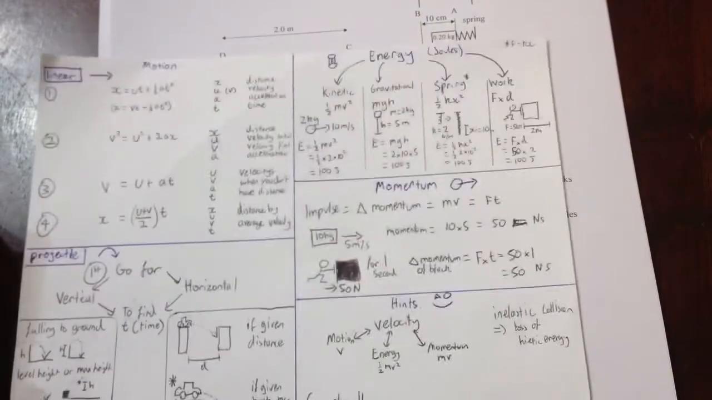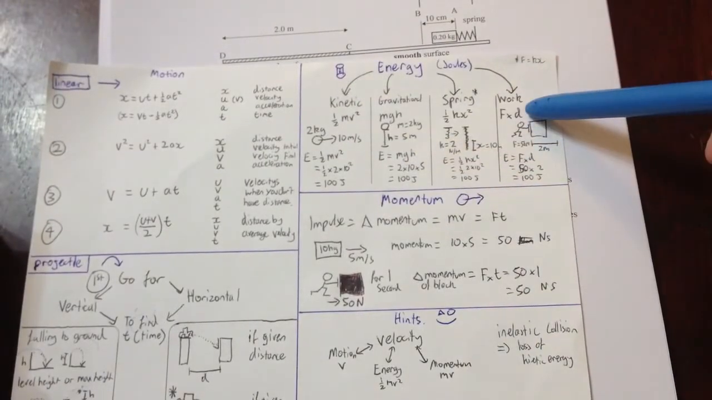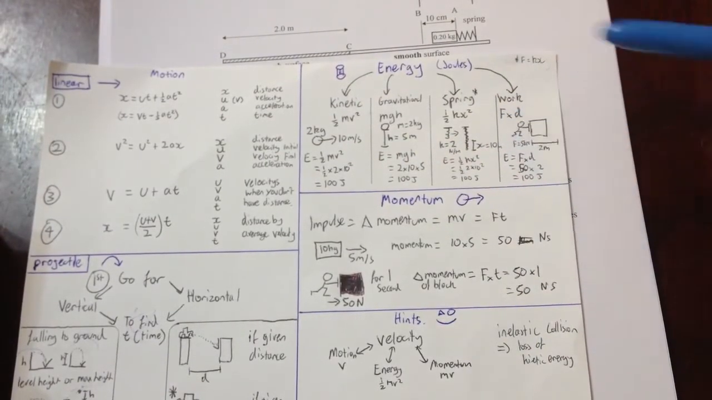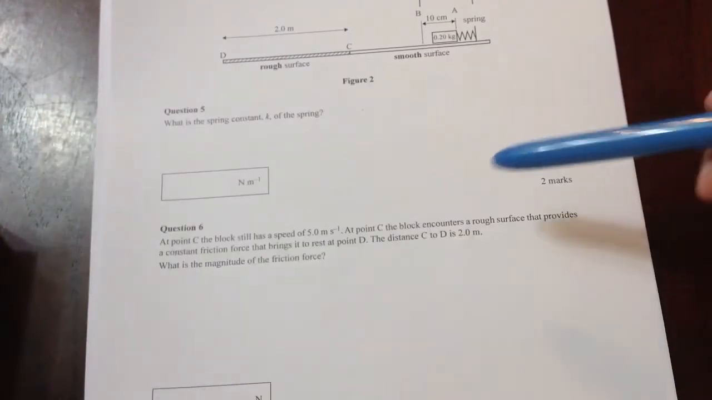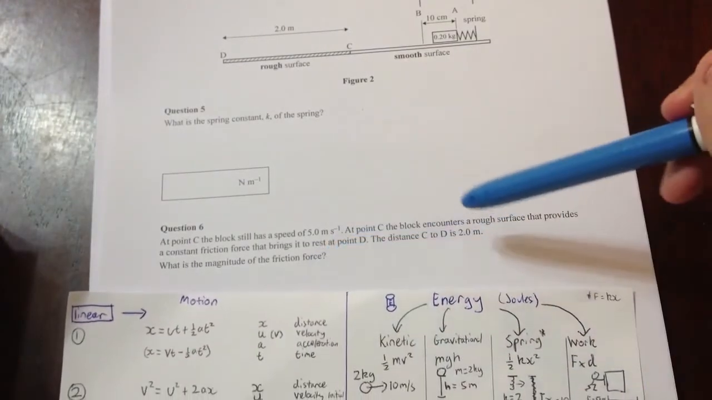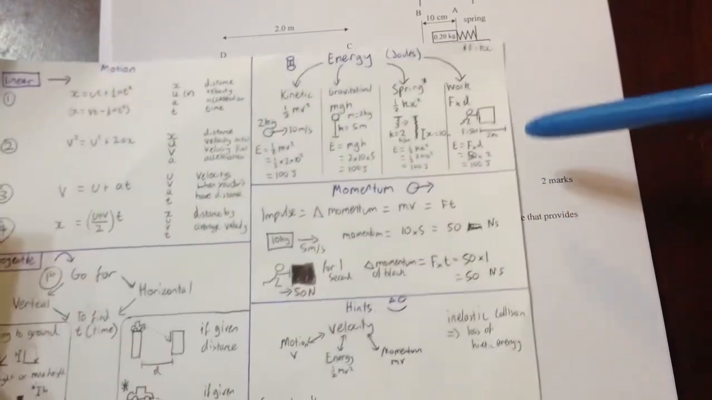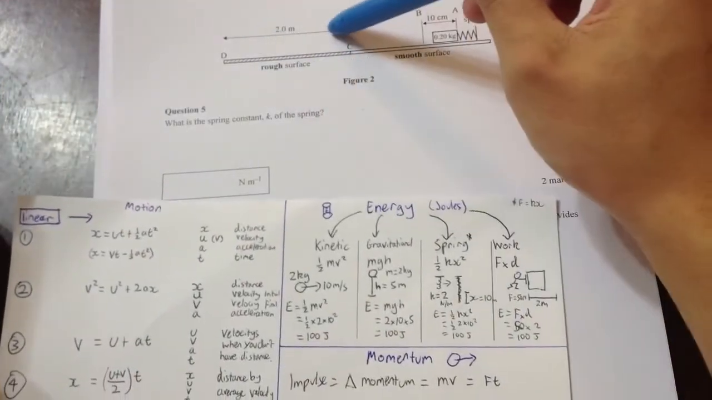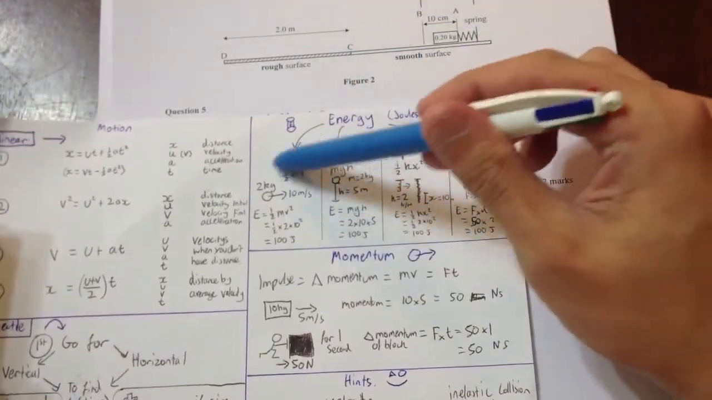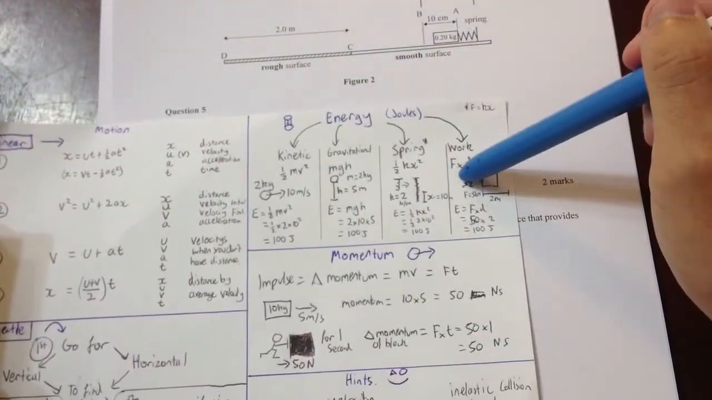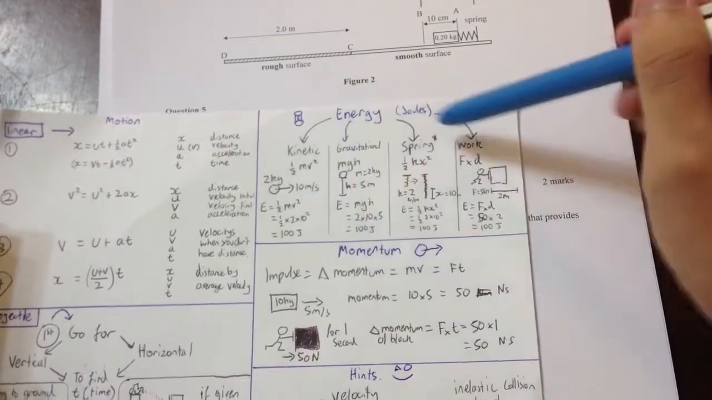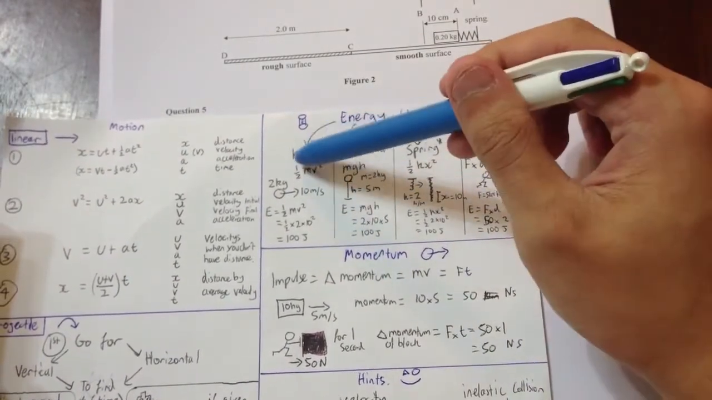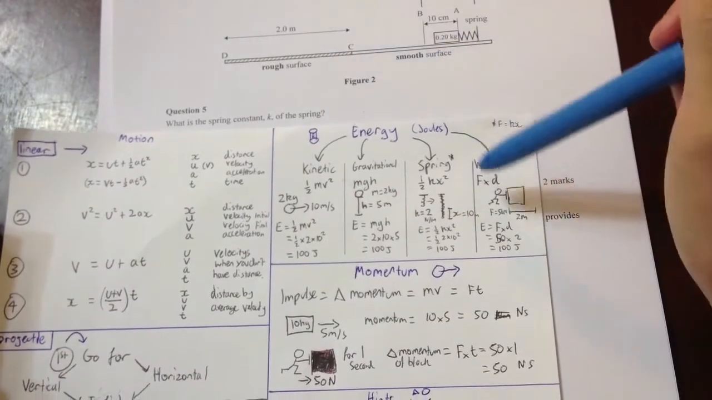So here we're converting energy again from half mv squared into work, because that's friction or force going in the opposite direction. So what is the magnitude of the friction force? We know the distance is 2 meters, and we know it has a certain amount of energy, half mv squared. So we just go half mv squared equals force times distance. Or we take the energy from the velocity and divide it by the distance to give us force.